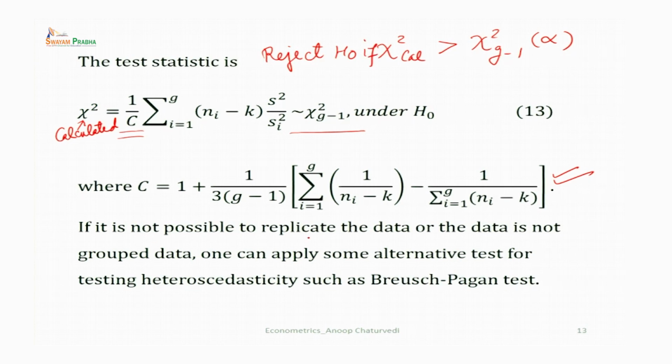Now, if it is not possible to replicate the data, then of course, you cannot apply this test, or if the data is not grouped data, then this procedure fails. Then you have to go for some alternative test procedure like the Breusch-Pagan test, or later on we will discuss some other test procedures also for the data which are not grouped data or not replicated data.